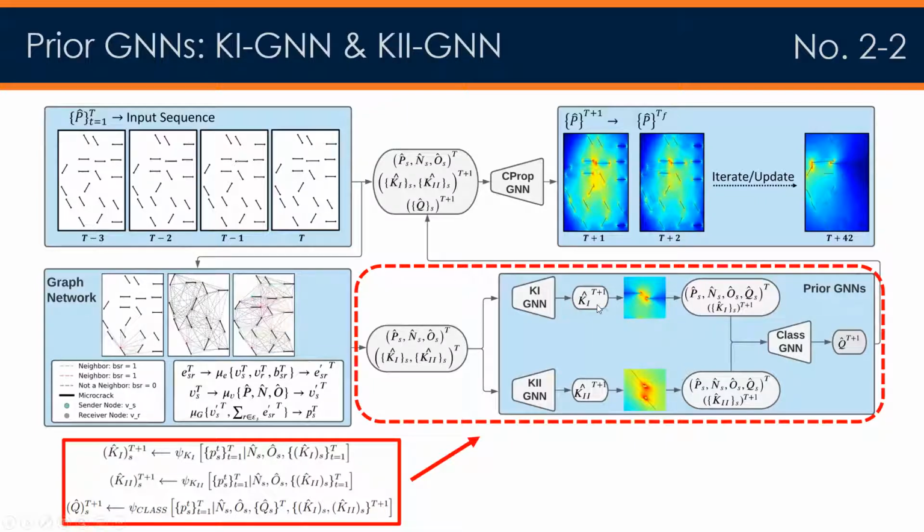Moving on, we get the predicted K1 and K2. We pass them to the class GNN. The class GNN makes a binary prediction of the quasi-static nature of the problem.